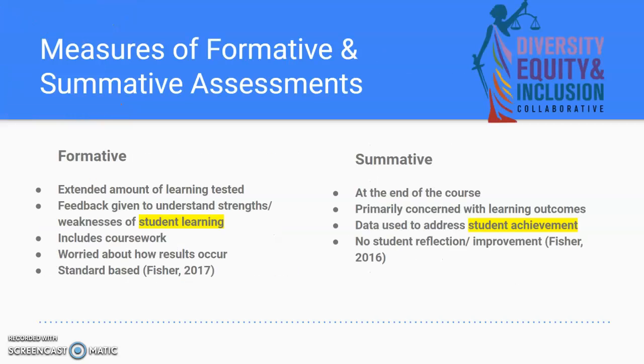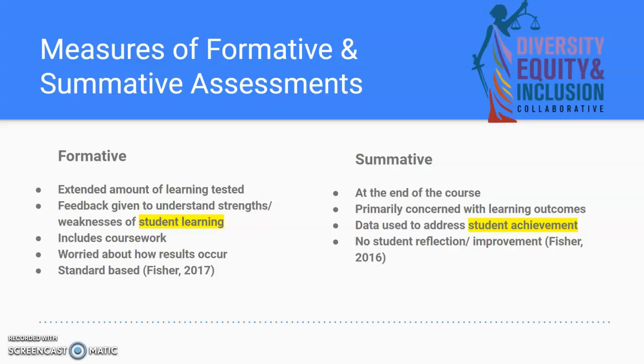Measures of formative and summative assessments. Formative: extended amount of learning tested. Feedback given to understand strengths and weaknesses of student learning. Includes coursework. We're worried about how the results occur.